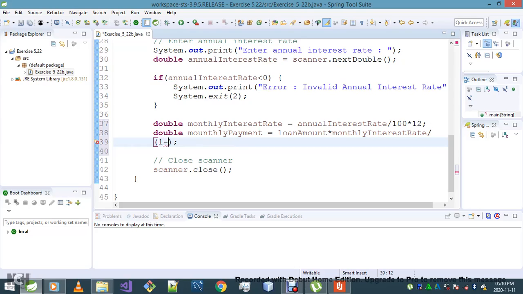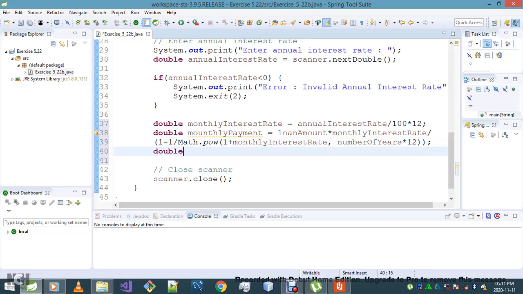It's 1 minus 1 over math.pow. Here we go again. Why are you slow? So it's math.pow. For my first argument, I'll put 1 plus monthly interest rate to the exponent of, and my other exponent will simply be number of years times 12. Again, this formula is given to us, folks, in case you're curious. It's there in the textbook.